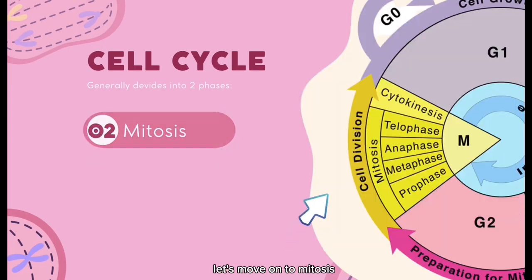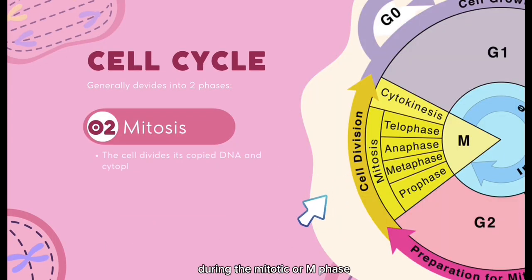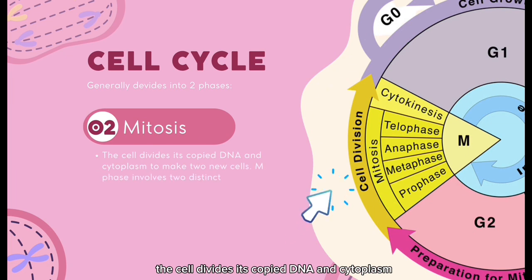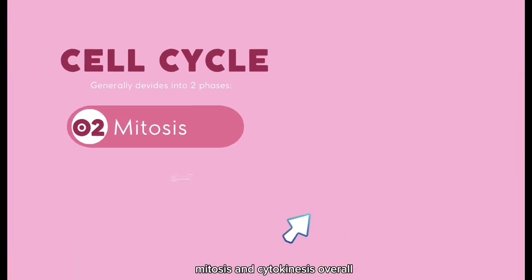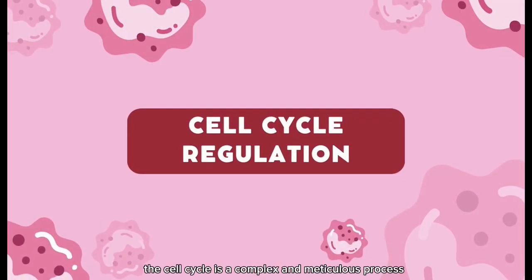Let's move on to mitosis. During the mitotic or M phase, the cell divides its copied DNA and cytoplasm to make two new cells. M phase involves two distinct division-related processes, mitosis and cytokinesis. Overall, the cell cycle is a complex and meticulous process to ensure the survival of a cell.